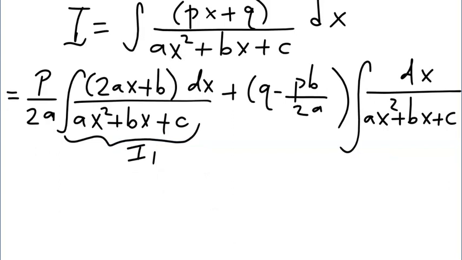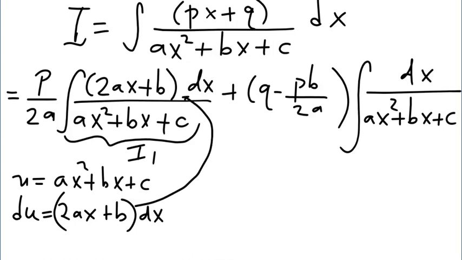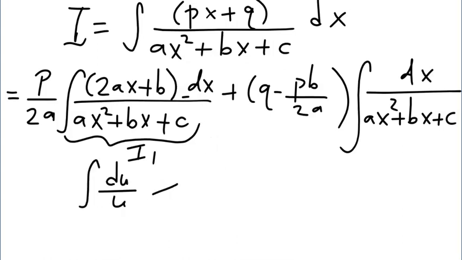I1 is straightforward. Setting the denominator of I1 as u, so u is ax squared plus bx plus c. That means the differential du is 2ax plus b dx, which is what appears there. So that means the I1 integral can be rewritten as follows: du over u, let's not forget the coefficient p over 2a. So this is an easy integral to do.